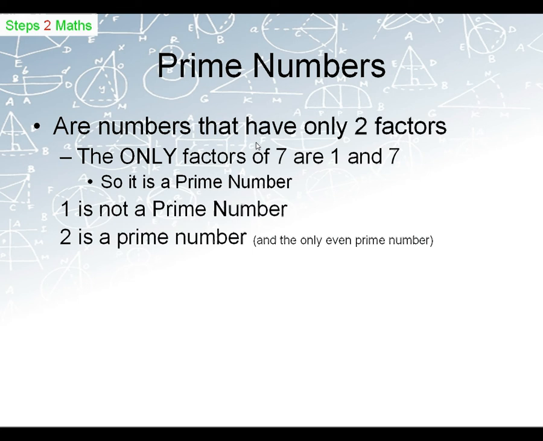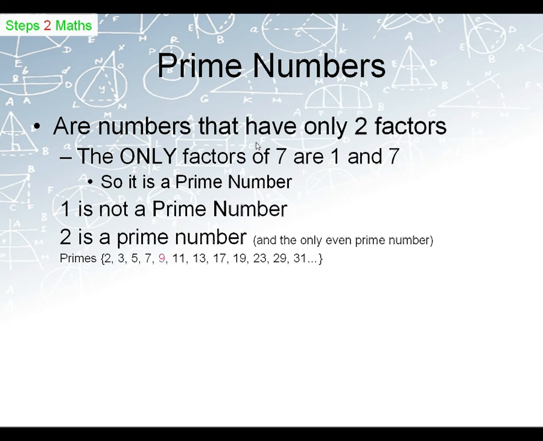1 is not a prime number. It only has 1 factor. 2 has exactly 2 factors, so it is a prime number. It's also the only even prime number. So here's a list of primes. 2, 3, 5, 7. What's wrong with 9? Okay, 9 shouldn't be there.